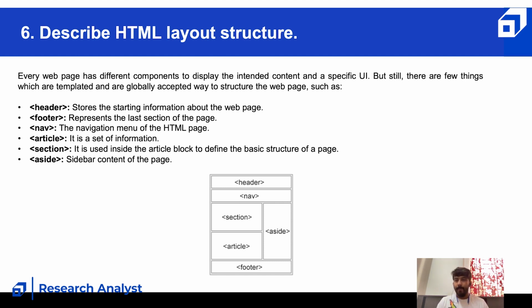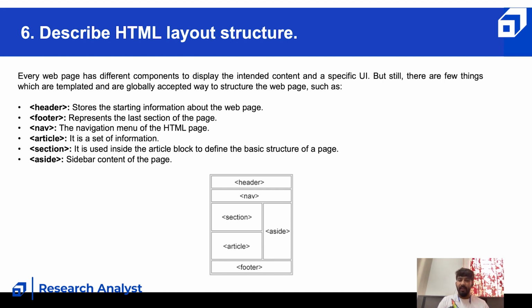Number one, header. It stores the starting information about the web page, the very top. Header stores all of that, the name of the website, and the meta, the character set. So all of that will be stored in the header. And then finally comes the footer, which represents the last section of the page.